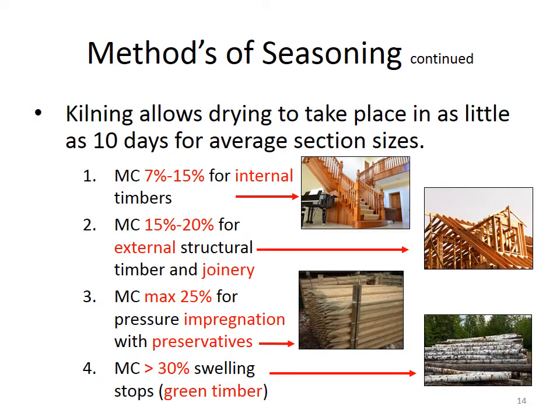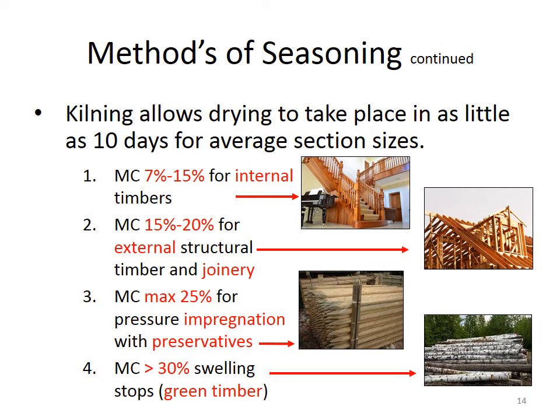Methods of seasoning continued. Kilning allows drying to take place in as little as 10 days for average section sizes. We're just going to have a look now at the range of moisture contents of timber for different uses. Number one there, moisture content of between 7 and 15% is required for internal timbers. Any internal timbers have to have a moisture content between 7 and 15%.